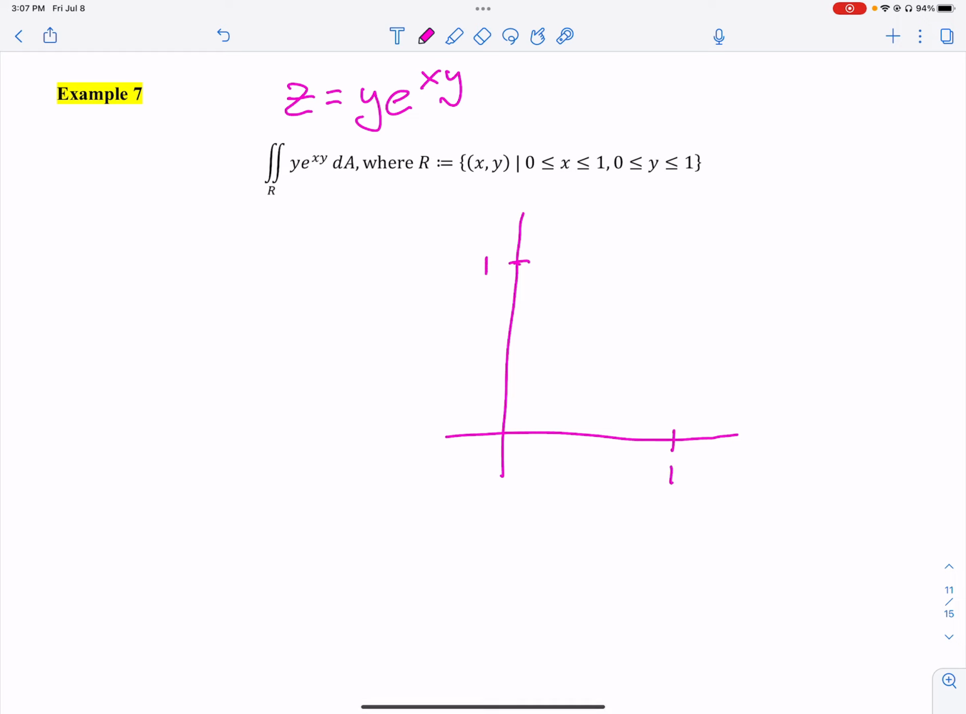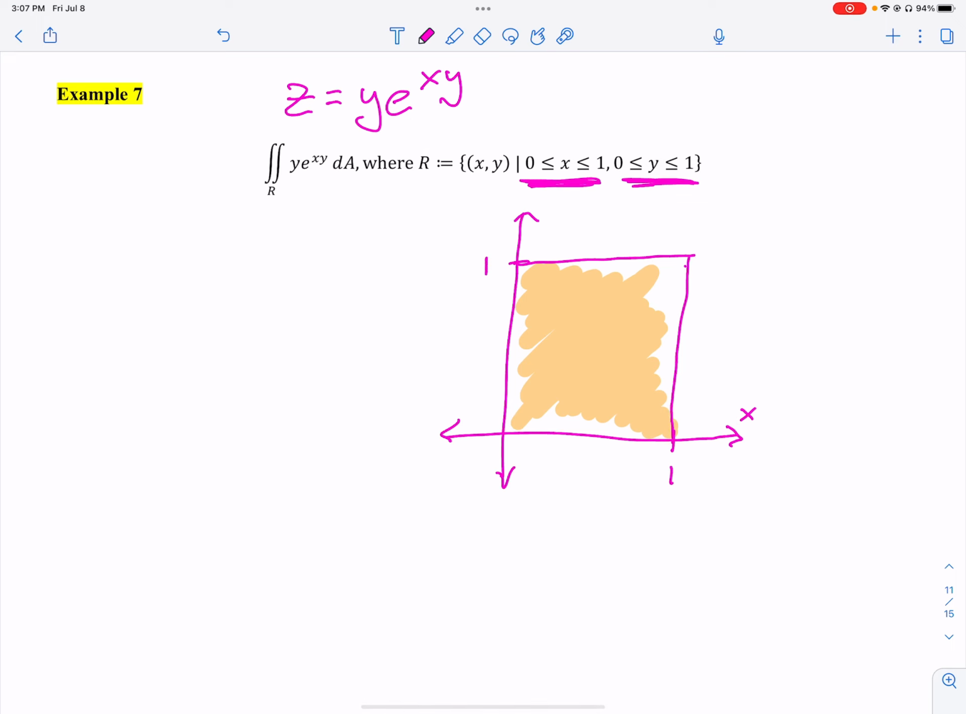We have this box here, right? We can see that 0 to 1 in the x, 0 to 1 in the y. So we are going to be shading over this region. So this is our x and y. Let's label that. We don't want to skip over drawing out our area because this is what we're going to be doing practically for the rest of the semester. That's going to be super important.